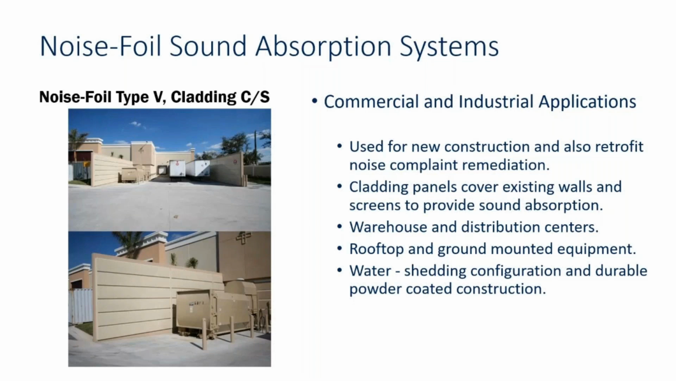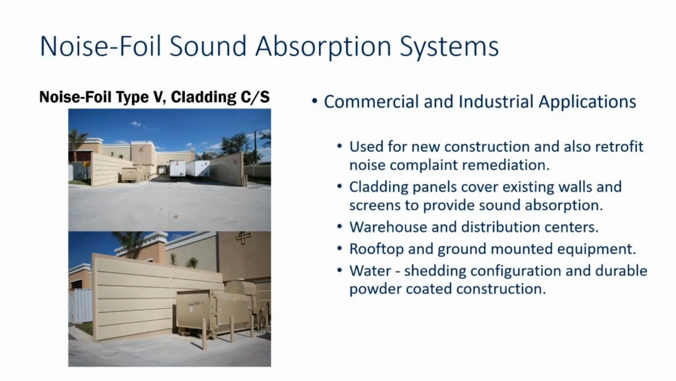The noise foil type 5, or Noishield cladding panel, includes a roll-formed section for exceptional flatness, a pitched upper surface, and a perforated lower surface to shed and drain rainwater quickly. The noise foil type 5 panel is powder coated on both sides of the sheet metal, providing full coverage and protection and maximum corrosion resistance.